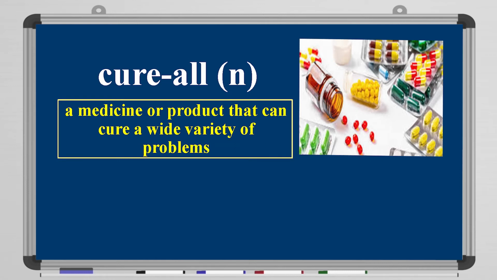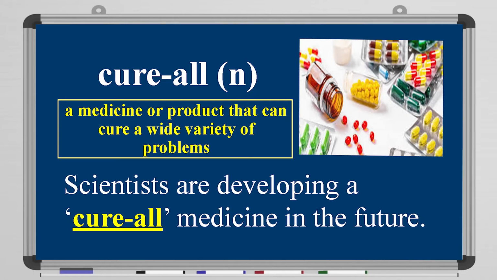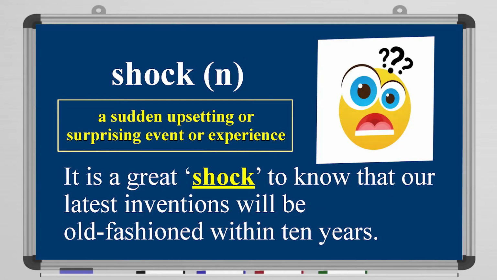Cure-all, it's a noun. It's a medicine or a product that can cure a wide variety of problems. For example, current medicine is working on a cure-all for certain diseases. Next, we have shock. It's a noun, a sudden, upsetting or surprising event or experience. For example, it is a great shock to know that our latest inventions will be old-fashioned within 10 years.